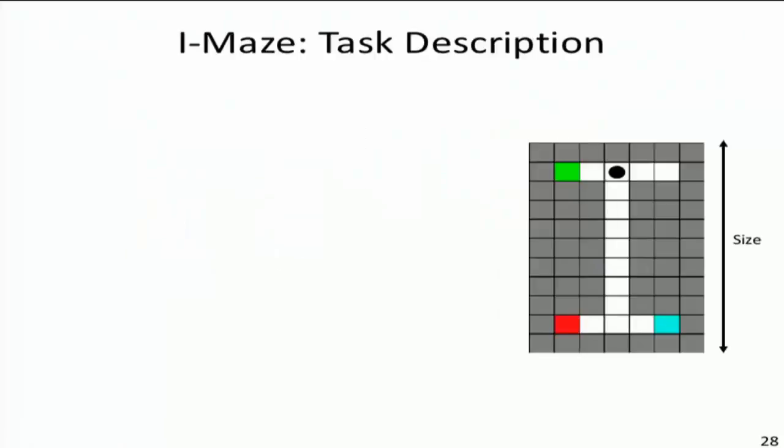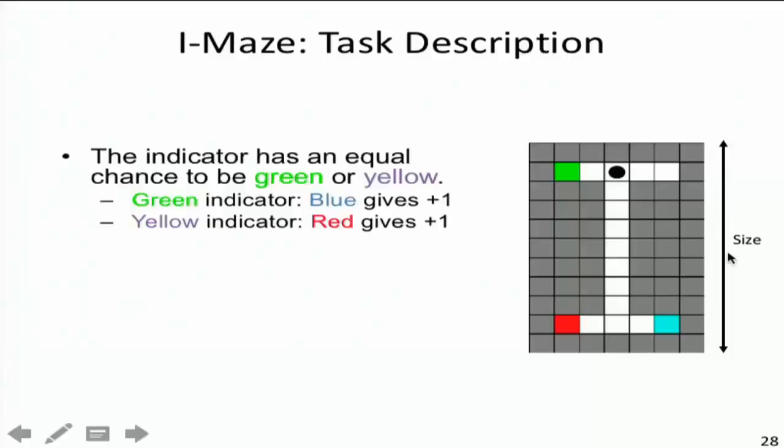So I'm going to explain some test bed and benchmark that we evaluate these models. This is a very simple environment called iMaze. In this case, the agent is given some indicator signal in the beginning of the episode. So here's an indicator block, and this indicator can be either green or yellow. Depending on the color, if the indicator is green, it has to go to blue. And if it's yellow, then it has to go to red.